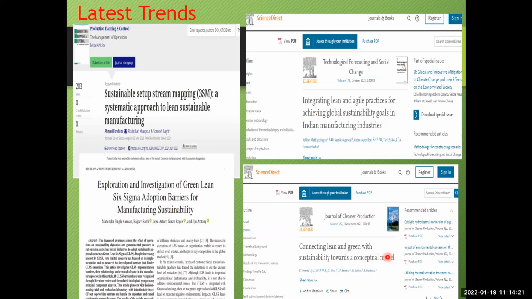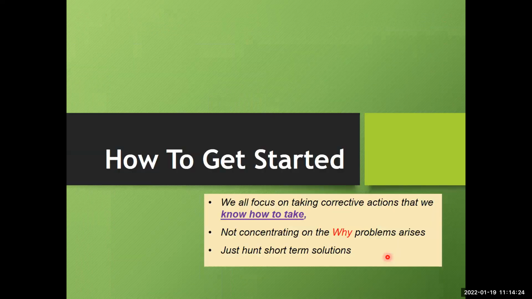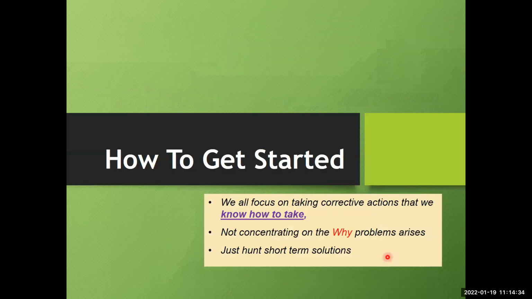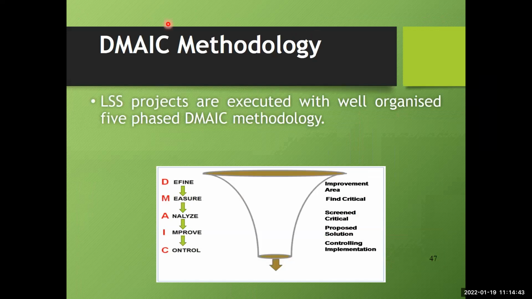A lot of the things are also untouched, but how to get started? I just take five more minutes to let you know, after these recent trends, how to start with this. Lean Six Sigma is adopted through this DMAIC methodology. LSS projects are executed with DMAIC. Define, measure, analyze, improve, and control is the full form of this methodology, where we define the improvement area, find critical factors, screen critical factors, propose solutions, and do controlled implementation.